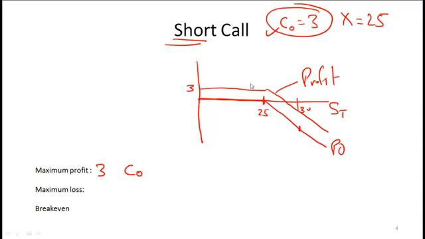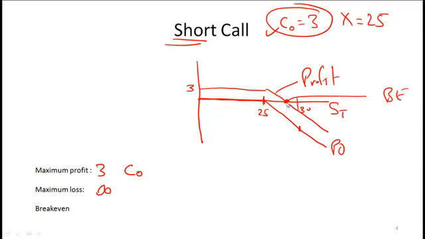What is the maximum possible loss? The maximum possible loss is infinite, because if the stock price keeps going up, your loss keeps building. So there is no limit to the loss. So that's why we say that maximum loss is infinite. What's the break-even point?